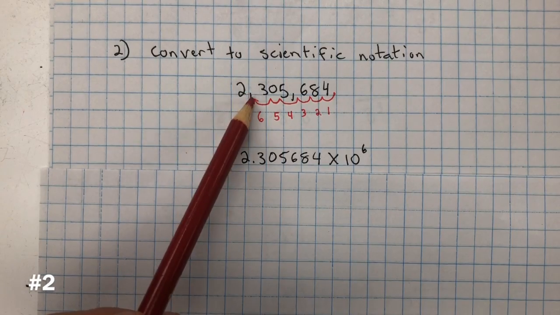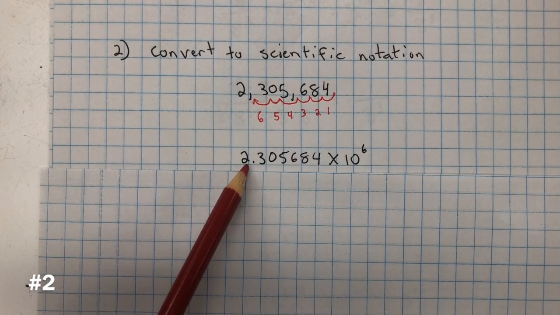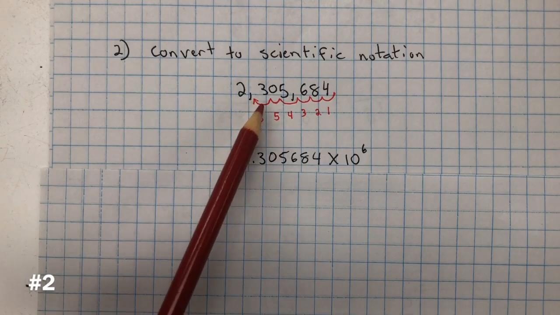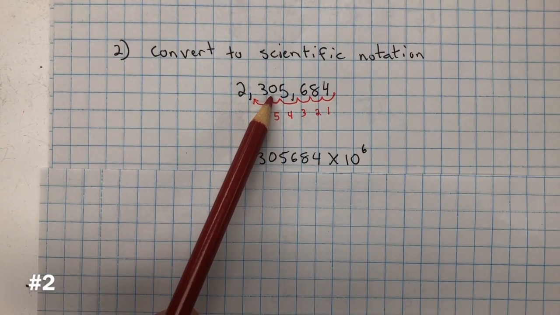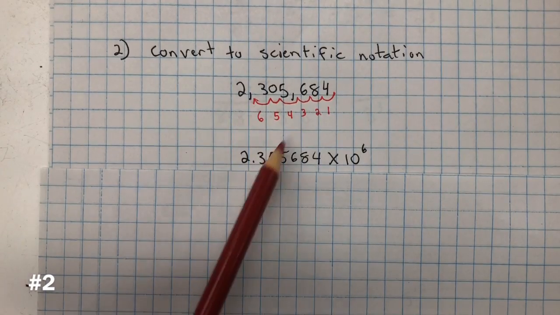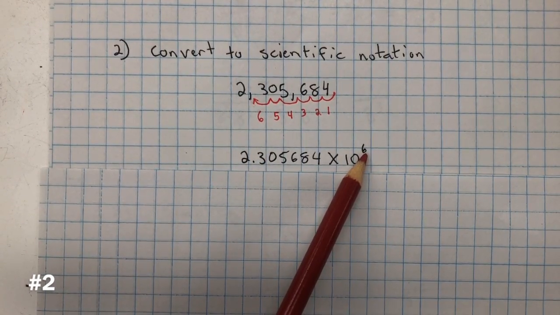And again, we stop here because now we have 2, and 2 is greater than or equal to 1, but less than 10. So we couldn't stop here because that would be 23. And since we decreased it by 6 place values, the exponent has to be increased by 6 place values, so 10 to the 6th power.